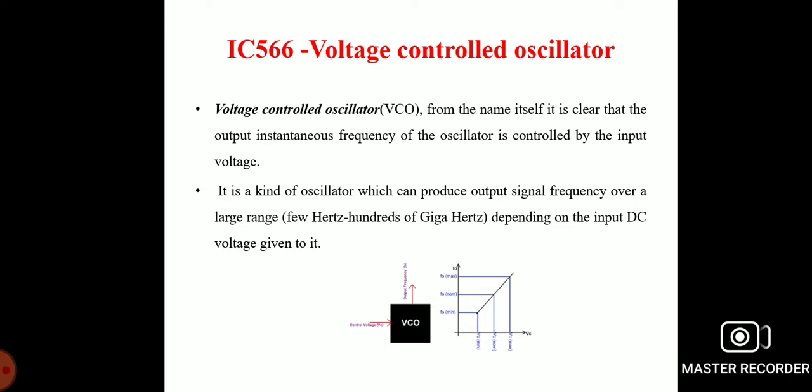The voltage controlled oscillator, VCO, from the name itself, it is clear that the output instantaneous frequency of the oscillator is controlled by the input voltage. It is a kind of oscillator which can produce an output signal over a large range, that is a few hertz to 100 gigahertz, depending on the input DC voltage given. So here the VCO, the control voltage, and also the output frequency are there.